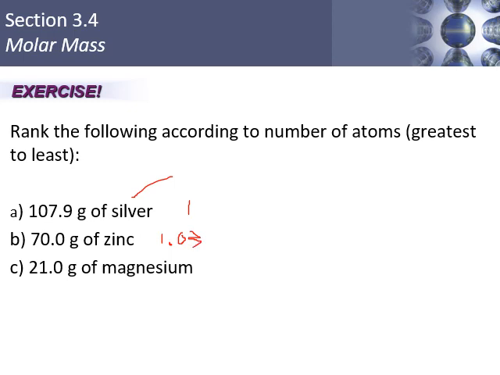And then for magnesium, magnesium was 24.3. I remember that one. So if you only have 21 grams of it, you divide how much you have, which is 21, by how much 1 mole weighs, which is 24. So that's going to be like 0.9. So the one that's going to have the most, if I'm doing this right, is zinc, and then silver, and then magnesium. Let's go to the next slide though and get it right.